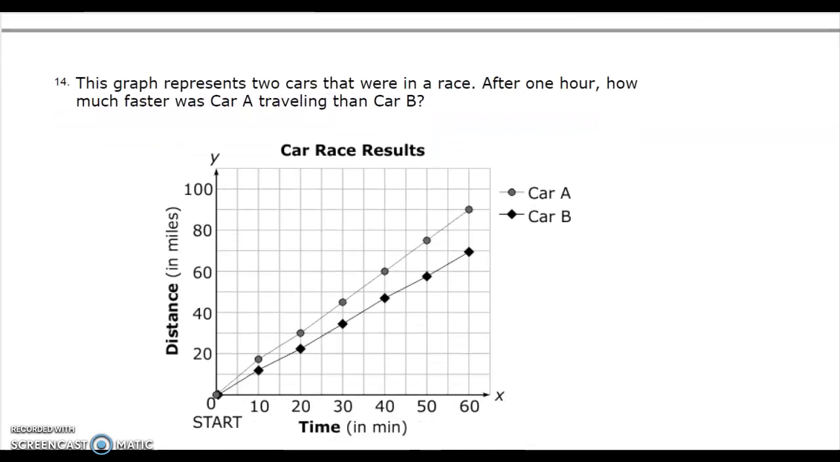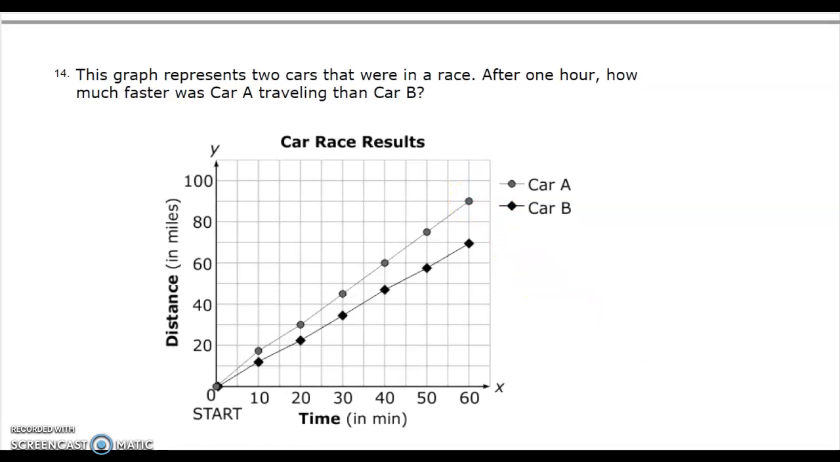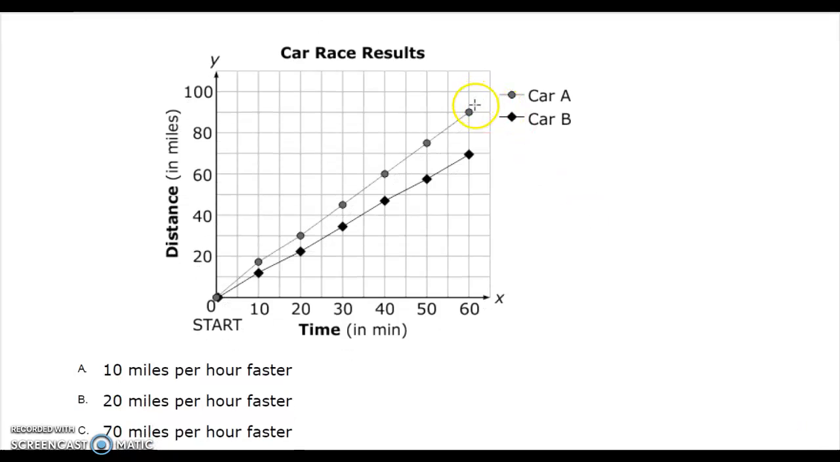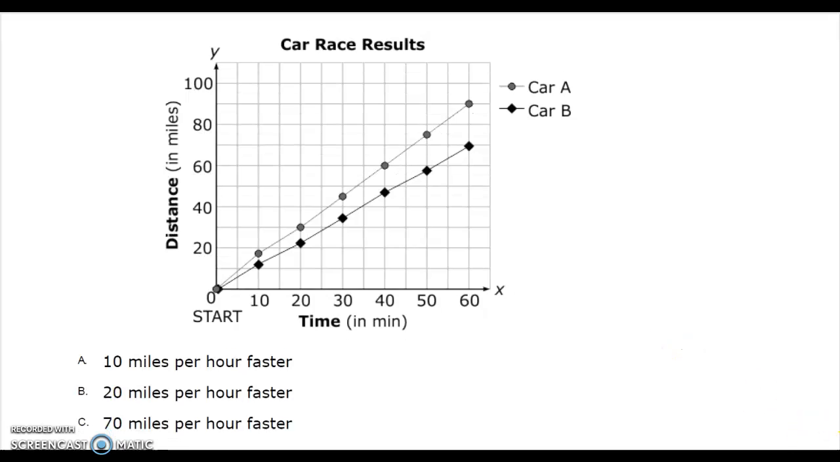This graph represents two cars in a race. After 1 hour, how much faster was car A traveling than car B? You're going to have to break out and do some math with this one. If you have distance after 60 minutes, this one goes 70 and this one went 90. So the difference between those two is 20. You could easily use your calculator on that. But again, here's like 80, 90, it's halfway between 90. This one's halfway between 70. This one's 70 miles an hour, 90 miles an hour. The difference between those two is 20.